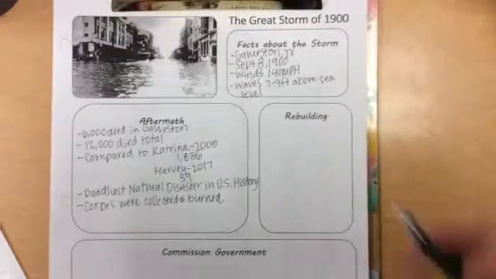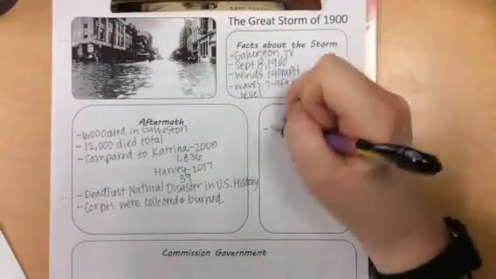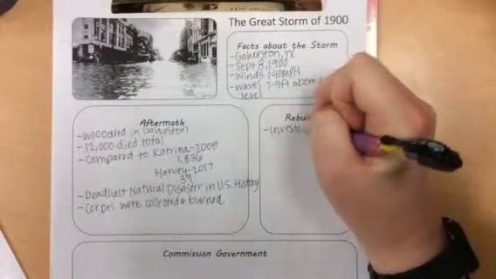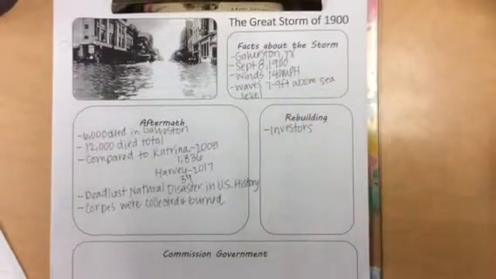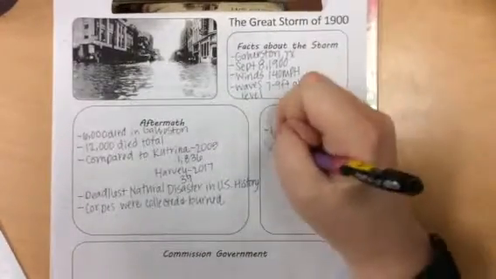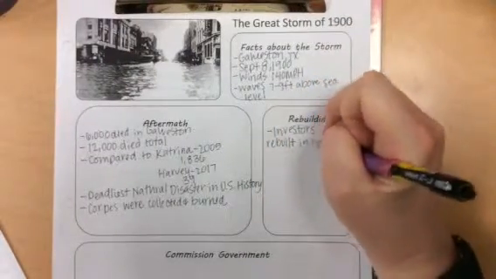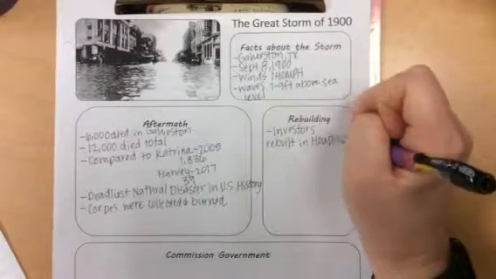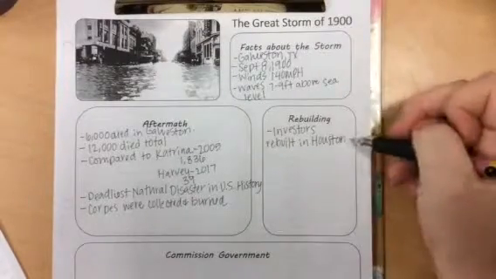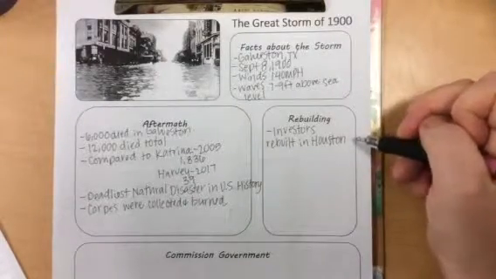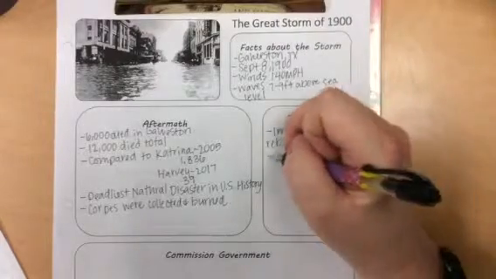When we look at rebuilding, it's unfortunate, but investors decided that it would not be wise to rebuild in Galveston, so they rebuilt their major shipping businesses in Houston. And Houston made a ship canal just for this purpose, so that investors could move there.